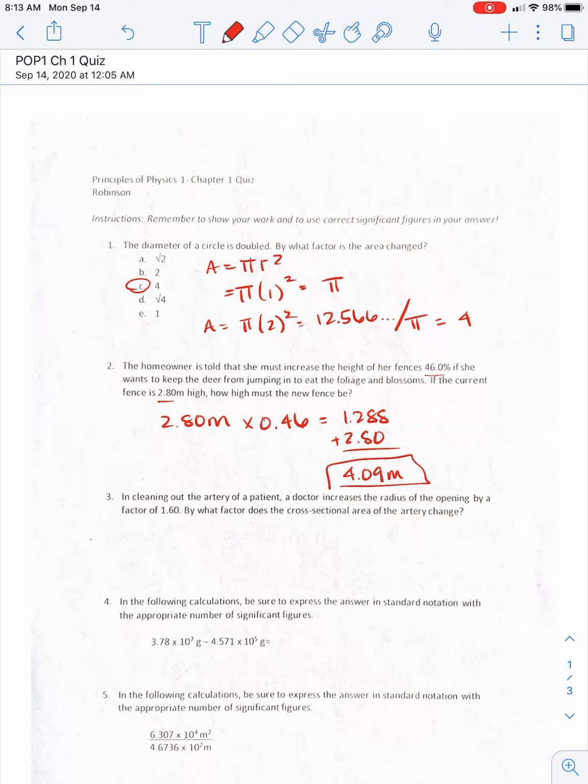Okay. All right, number 3, it says, when cleaning out the artery of a patient, the doctor increases the radius of the opening by a factor of 1.6. By what factor does the cross-sectional area of the artery change? If you think about an artery, it's like a tube, and if you do a cross-section of that, it's like a circle. So the area is still just pi r squared.